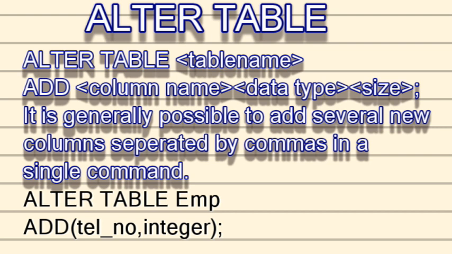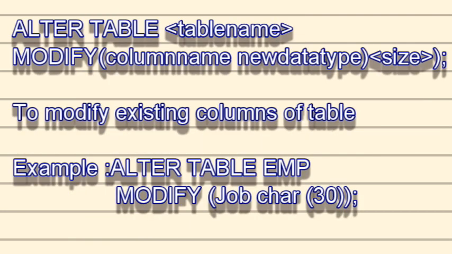As you can see in this example, we are providing a column name, telephone number, with a type of integer in the table employee. So we have written alter table employee add telephone number integer. Whether you want to specify a size or not is up to you, and accordingly we are going to add that column.